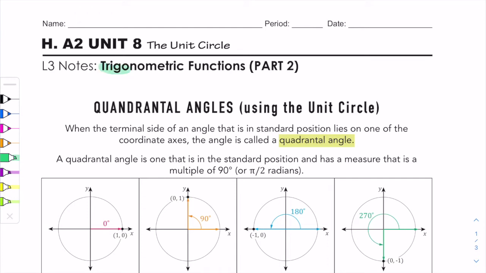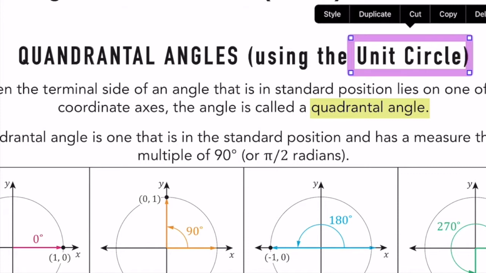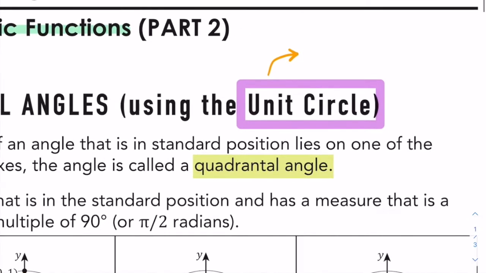Today we're going to continue learning about trig functions and spend most of today's lesson on the unit circle. We're going to start off by learning about quadrantal angles, and quadrantal angles are always using the unit circle. Quick reminder from the previous lesson, if you're using the unit circle, that means that the radius is 1. Anytime you see the unit circle, you have to assume that.